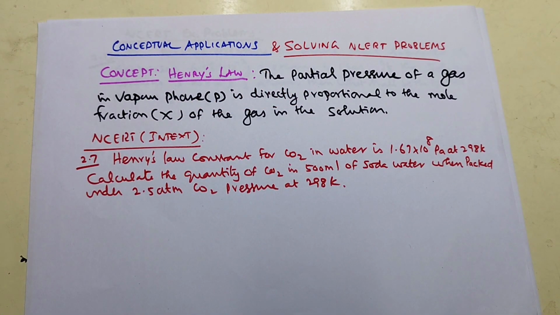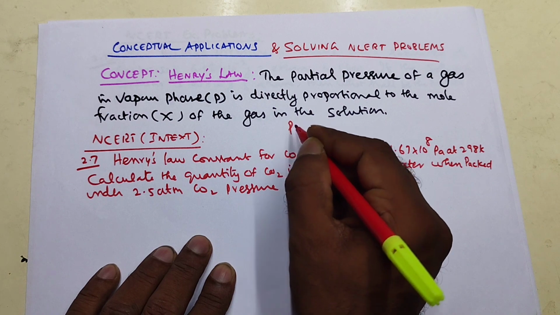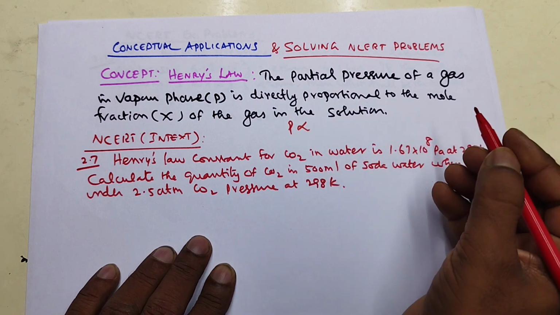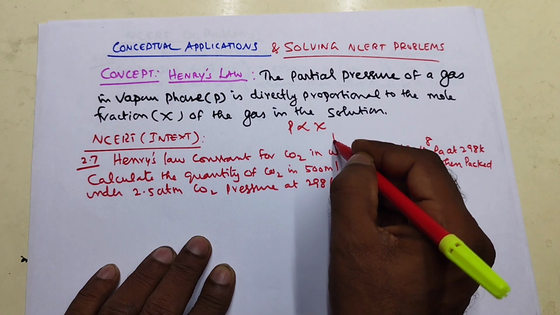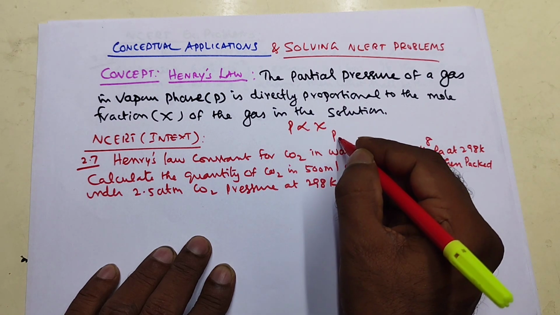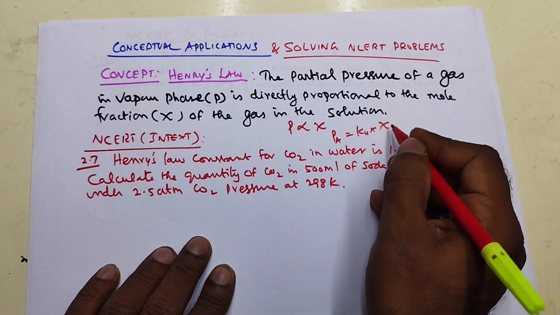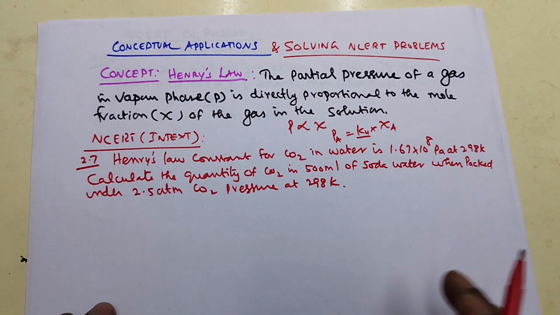Henry's law statement: the partial pressure of the gas in the vapor phase is directly proportional to the mole fraction of the gas in the solution. If we express it in terms of a formula, PA, the partial pressure of the gas in the vapor phase, is directly proportional to the mole fraction of the gas in solution. Removing the proportionality, if A is a gas, PA equals KH into XA. KH is known as Henry's constant. So we are going to apply these concepts.